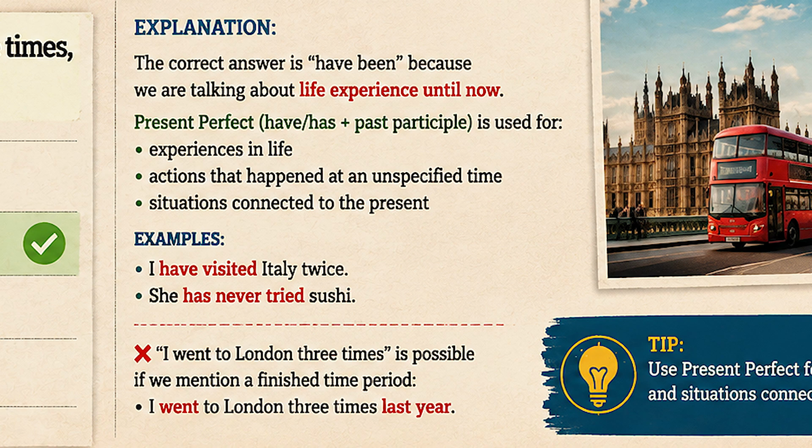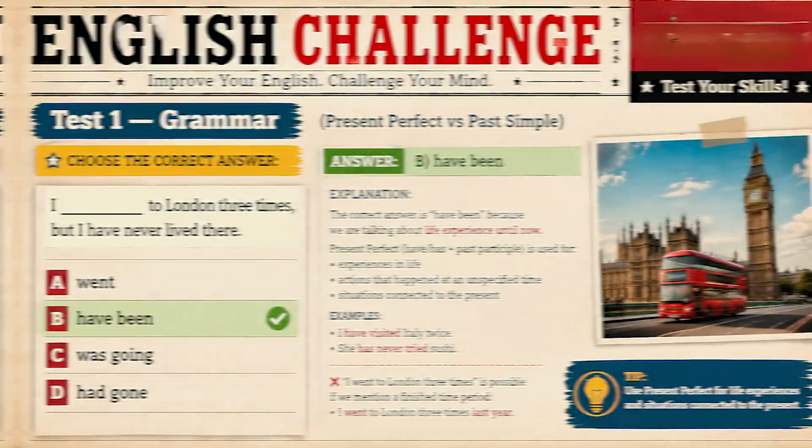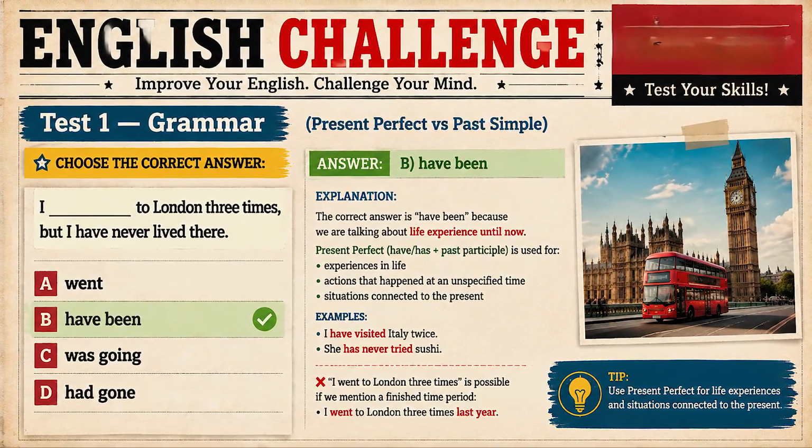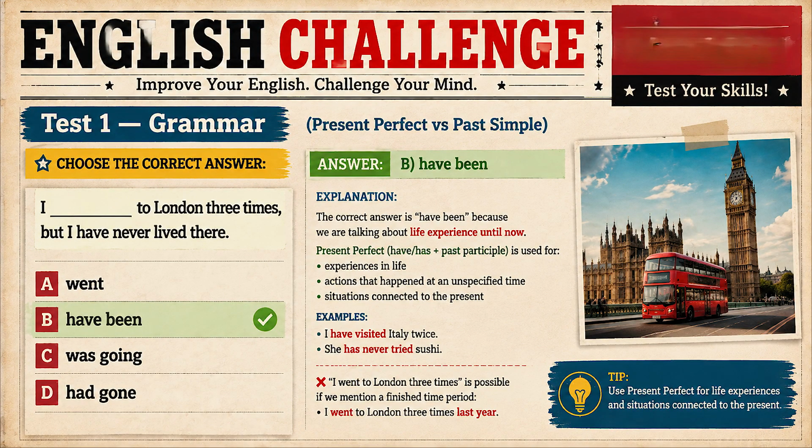If you wanted to just talk about your life experience, you can use present perfect tense without mentioning the time period. You can say, I have visited Paris. But you must not mention the time period when you use present perfect tense.